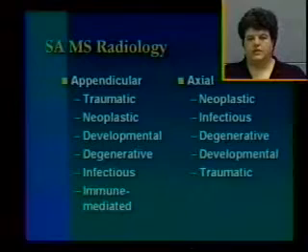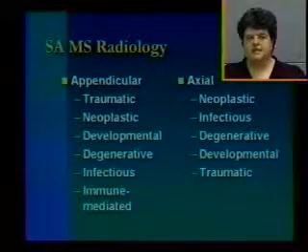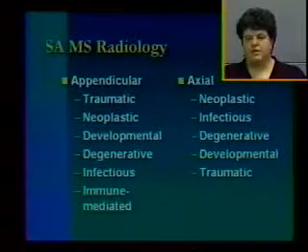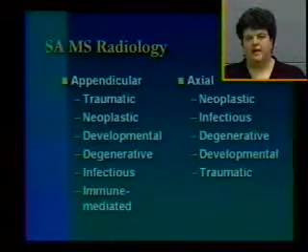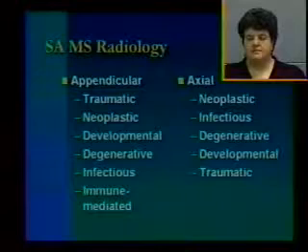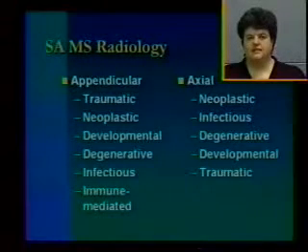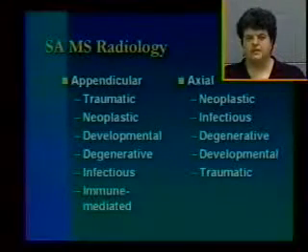So we're going to move on to small animal musculoskeletal radiology, and you can see that the list of things that cause abnormalities in the dog and cat is much longer. The important things that have been added are neoplasias and immune-mediated diseases, which are very uncommon in the horse, but much more common in the dog. A little less common in the cat, but they do exist.